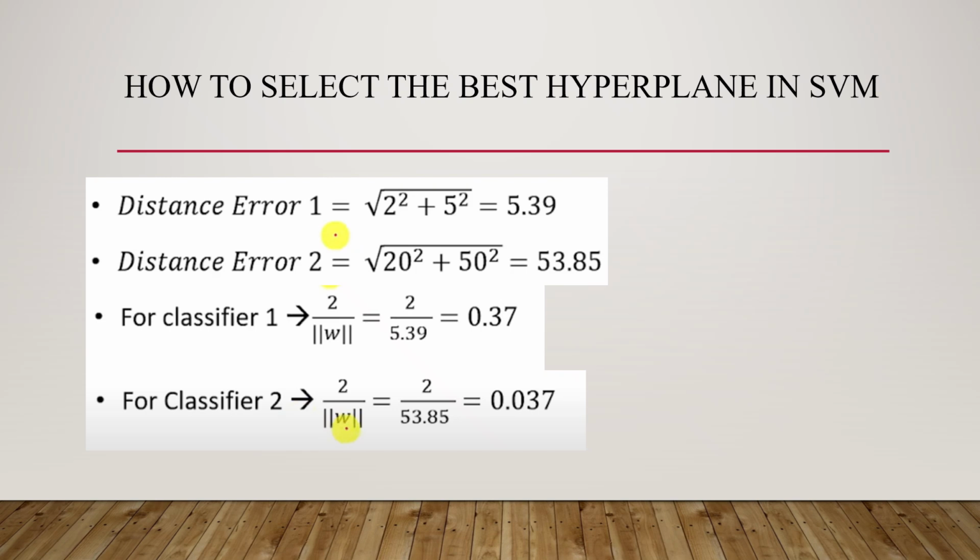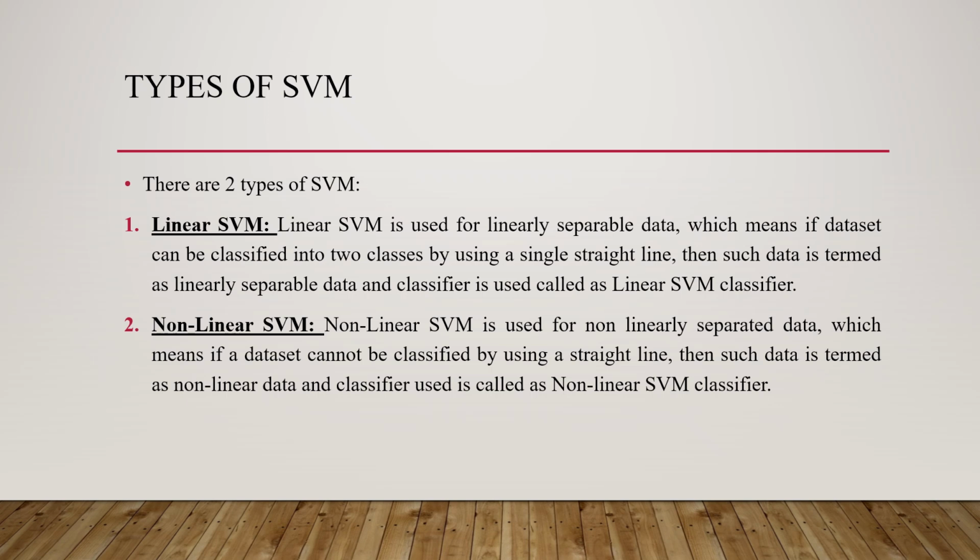Among these two, classifier 1 has the maximum value, so we will choose the first hyperplane equation as the best SVM. In this way we can choose the hyperplane for both the positive and the negative classifier. That means if you have drawn many hyperplanes, many straight lines that are boundaries to differentiate, we can choose any one among those.